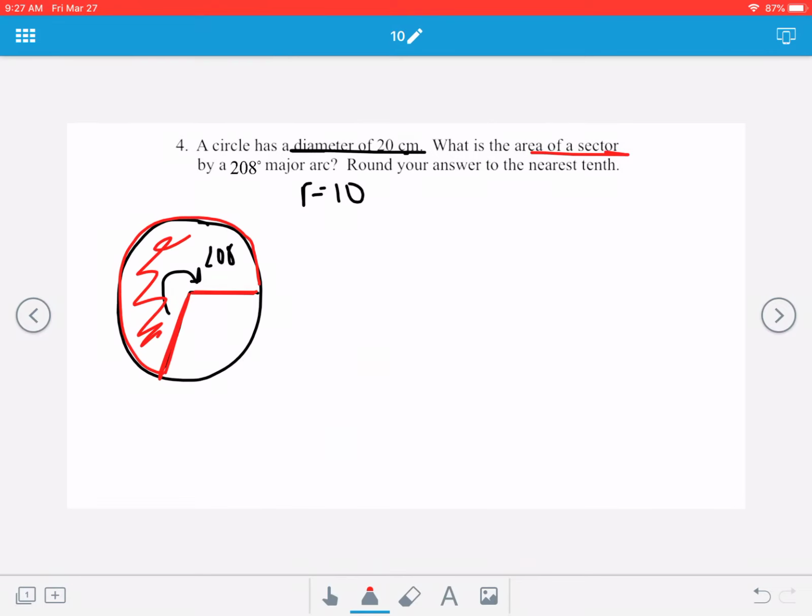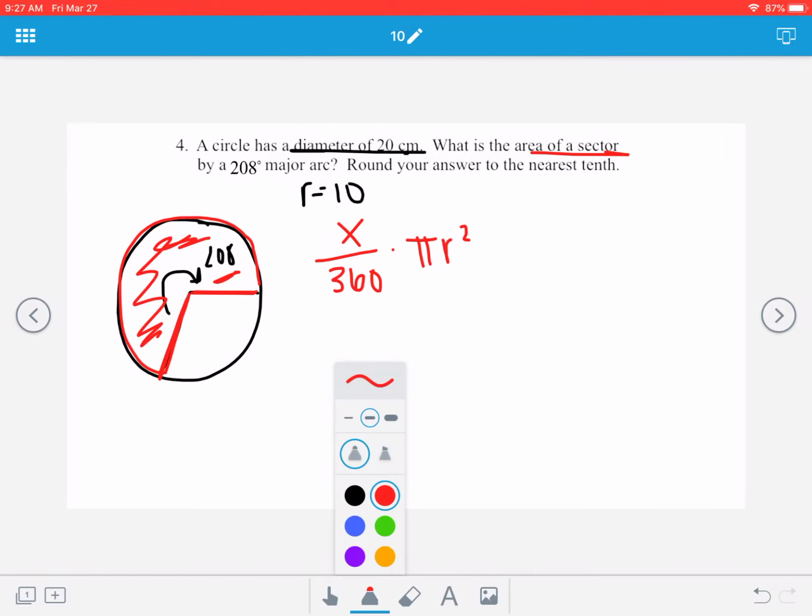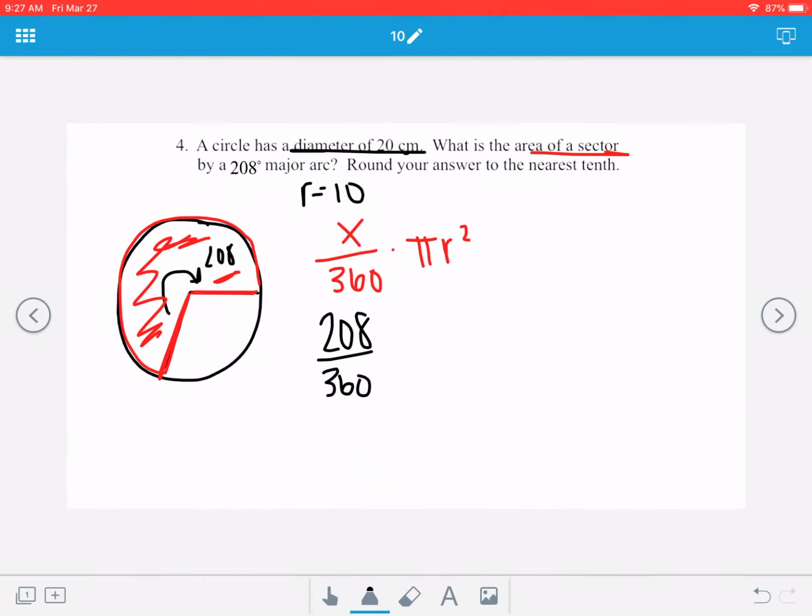So we're trying to find the area of this red shaded in region. On your notes there, area of a sector, x over 360 times pi radius squared. Our x value, that's the arc measurement or angle measurement that goes with the shaded region. So that's going to be 208 over 360 times pi radius squared. We know that the radius is 10.